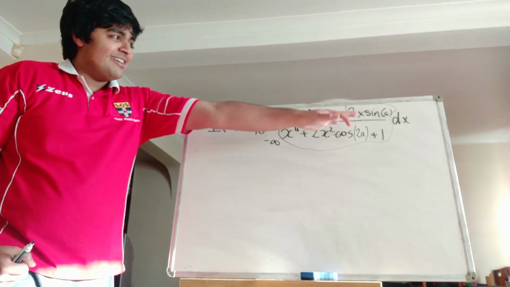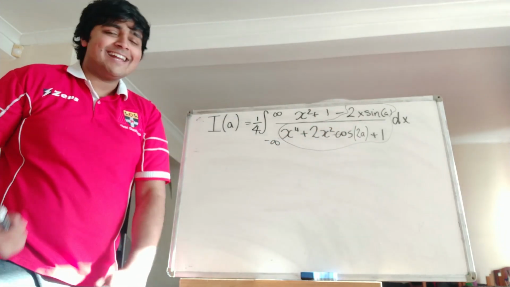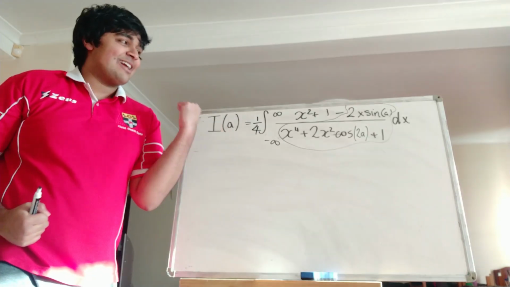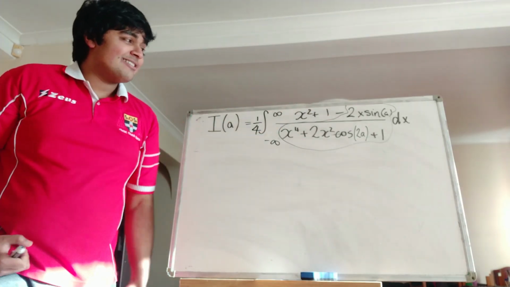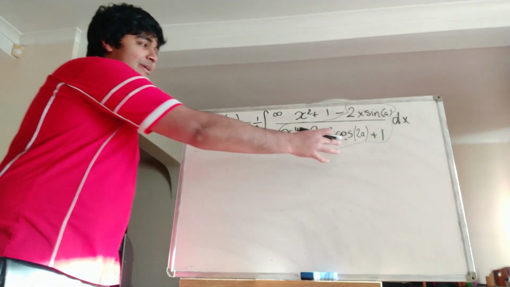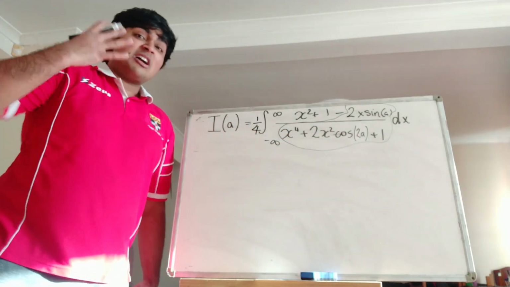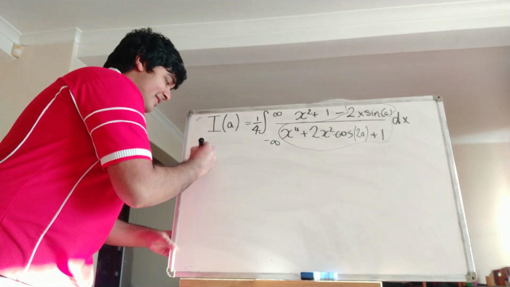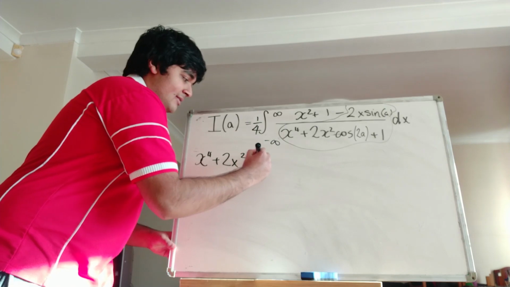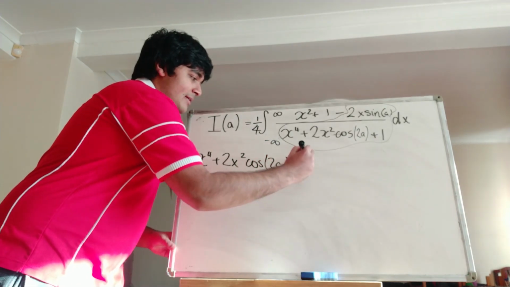And again, I say we've added on this minus 2x sine a, and it's not quite clear why I've chosen that, but it will be clear in just a second. What we want to do now is look at this denominator in a bit more detail and see if we can rewrite it. And the way we're going to be able to rewrite it is by using our double angle formulae. So we have x to the 4 plus 2x squared cos 2a plus 1.